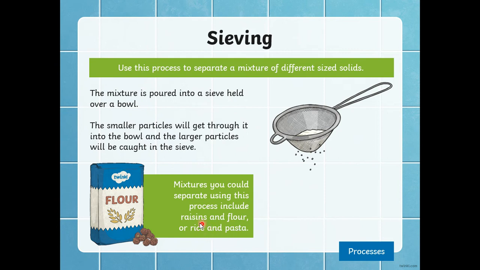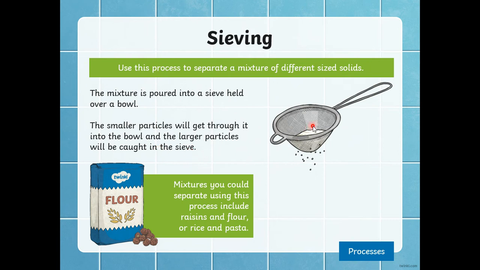If we have raisins and flour or rice and pasta, we can separate it using sieving. It may make sense if you have the raisins and the flour and you shake the sieve. I don't know if any of you are familiar with this type of entity, but you shake it and the flour would automatically go through and the raisins would stay, because the raisins of course cannot fit through these tiny holes. All right, so the mixture is poured into a sieve and held over a bowl. The smaller particles will get through into the bowl and the larger particles will be caught in the sieve.